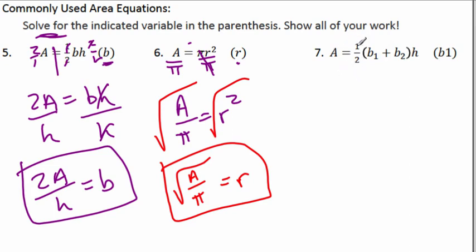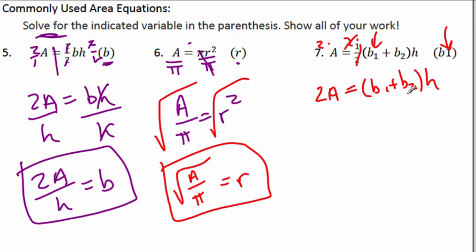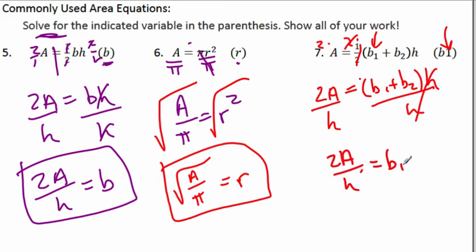Let's look at 7. I always love it when I have a half there. Just multiply both sides by 2. So 2 times this, 2 times that. So we're going to be left with 2a is going to equal, they're going to cancel, and we get b1 plus b2 times h. Did we say what we're trying to solve for? We're solving for b1. That's that right there. All right, so we have this resulting equation after we multiply both sides by 2. Let's get rid of the h. Divide by h, divide by h. So now we have 2a over h is going to be equal to b1 plus b2. See where we're going? What's the opposite of adding b2? The opposite would be subtracting b2. Okay, so we're going to subtract b2 from each side.